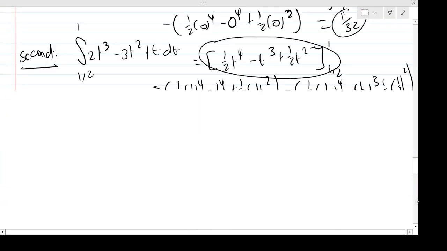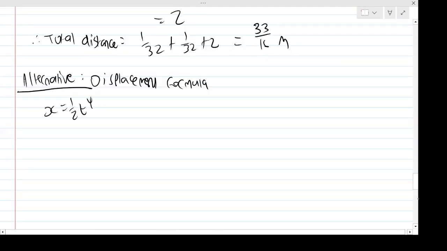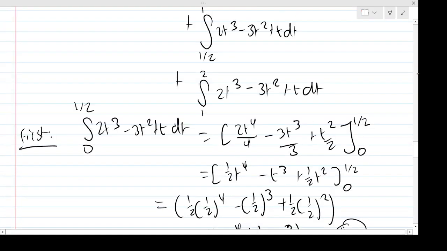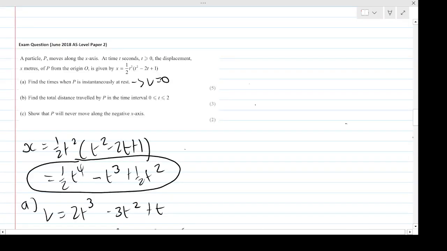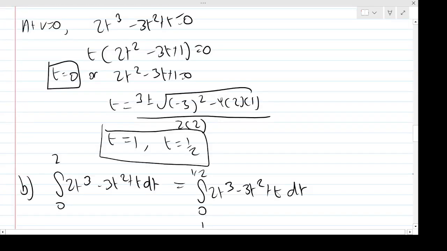Minus t cubed at a half t squared. Okay, so again, what we're going to do, the exact same idea as with the integrals, we'll need to compute the velocities at 0, so the time and the velocity is 0, which we did in part A. So we've got t is 0, t is 1 and t is a half.